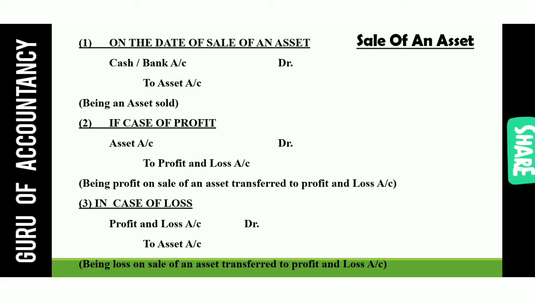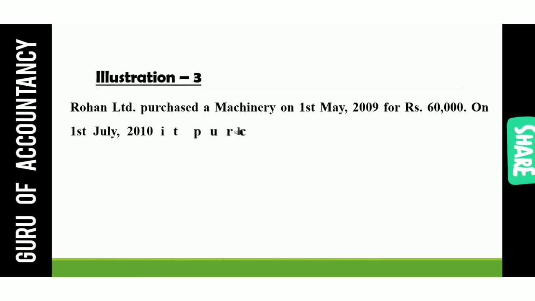So if you want to pass a combined entry, then all these three entries can be combined in one way. Suppose we are selling at a profit, so your entry would be cash or bank account debit, to assets, to profit and loss account. This would be your entry. But if you are selling your asset at a loss, then your entry would be cash or bank account debit, profit and loss account debit to asset. So in this way, a combined entry can also be passed. Let us see illustration number 3.